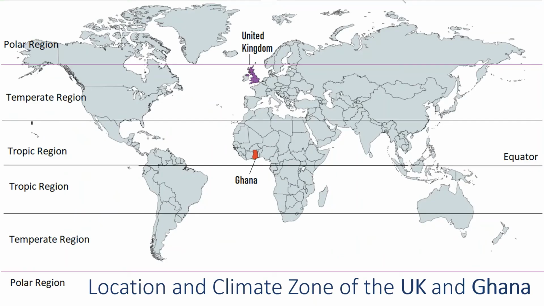Location and climate zone of the UK and Ghana. Ghana is in the tropical region and it's close to the equator. United Kingdom is in the temperate region and is also close to the polar region.